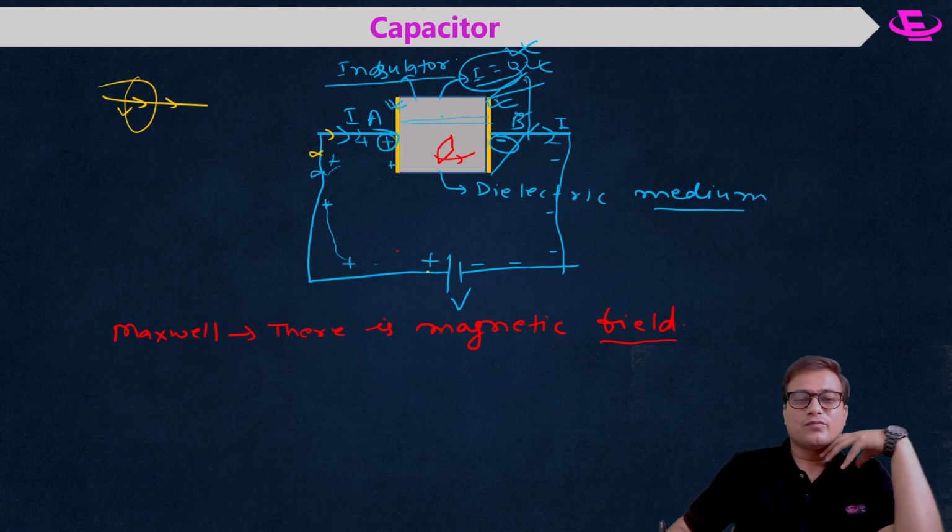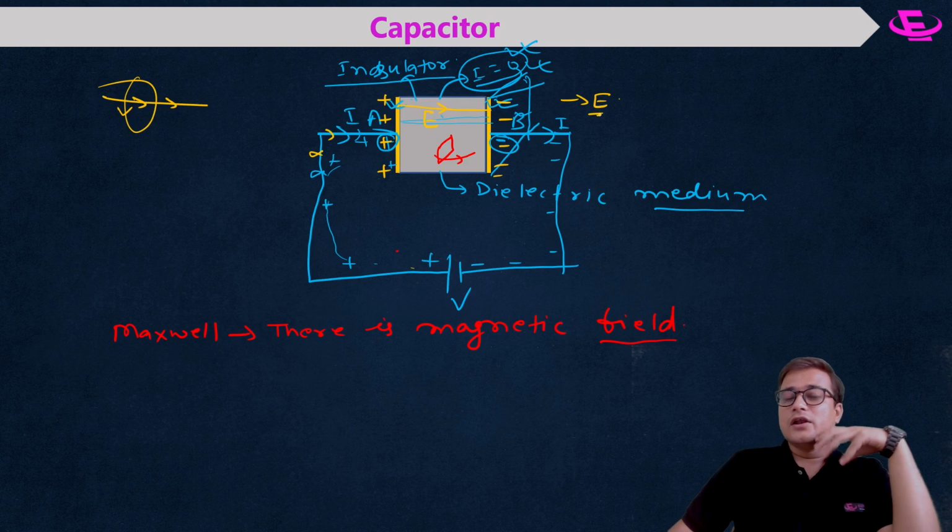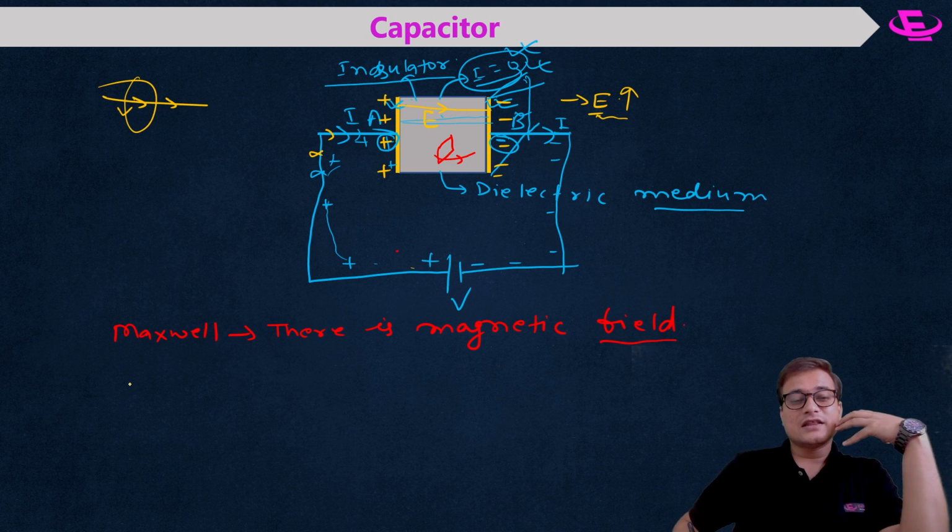Now what happens when the charges are moving? Here the charges are accumulating on the plates: positive charge on the positive side, negative charge on the negative side. If charges are accumulating, there is an electric field. Since the number of charges is increasing, the strength of the electric field is increasing, or you can say the electric field is changing. He observed that there is a change in the electric field.